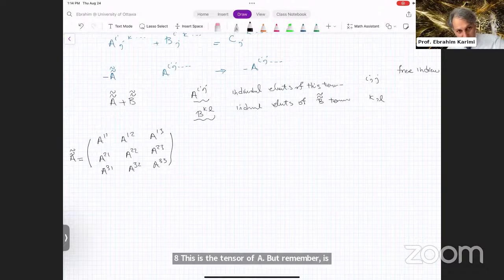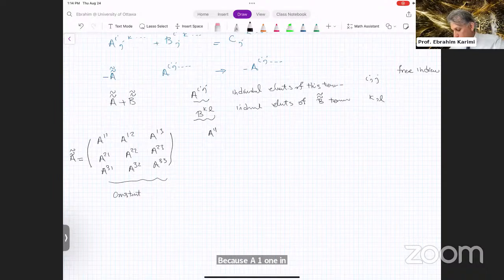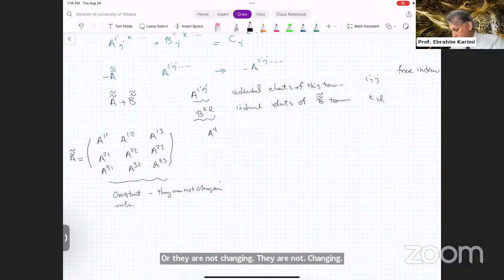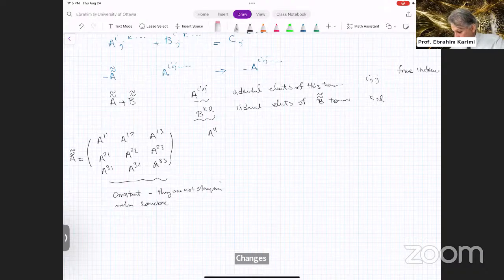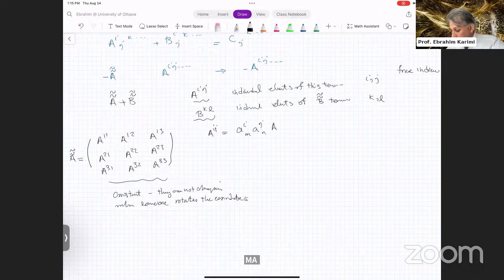But remember, it's not a matrix. Why? Because in a matrix all of those elements are constant, or they are not changing when someone changes or rotates the coordinates. However, if you rotate the coordinates, each of the elements Aij in general will follow the cosine rule, which is Aim Ajn Amn. And the same situation holds for B.